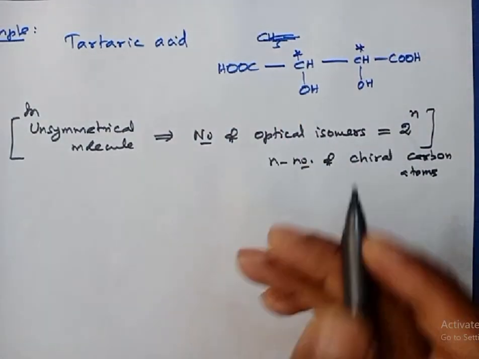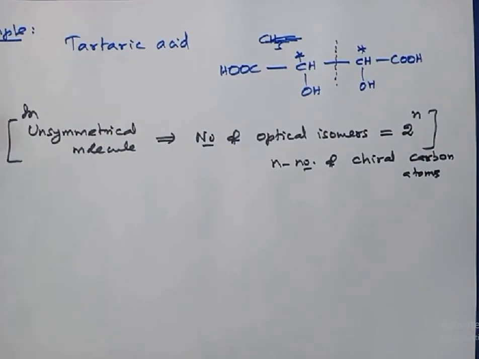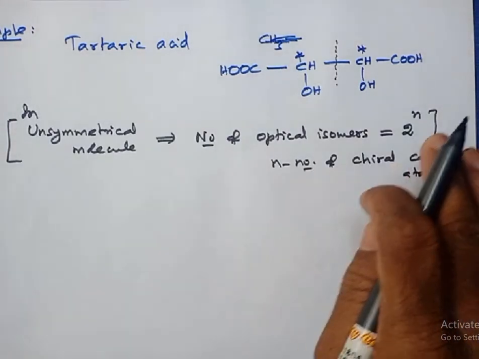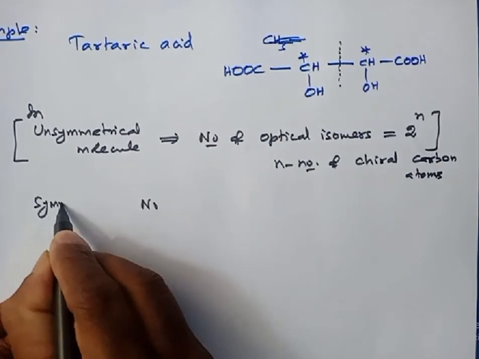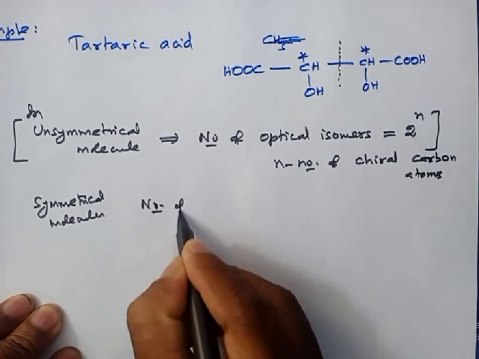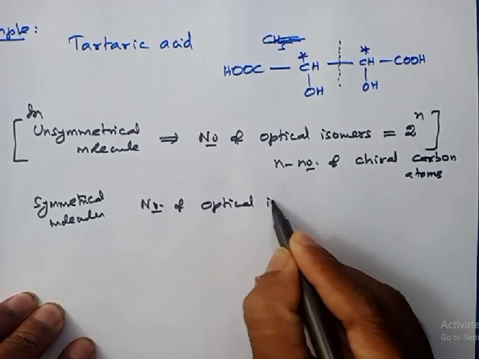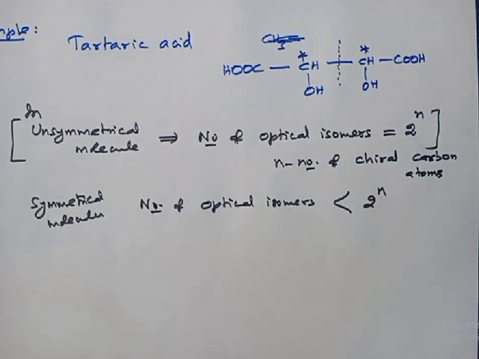What's the meaning of symmetrical? See, if I divide this molecule exactly at the middle, this part and this part are one and the same, correct? Both the halves are equal, correct? So it is symmetrical, simple. In the case of symmetrical molecules, the number of optical isomers will be less than this. The number of optical isomers should be less than 2 power n. It cannot be 2 power n.